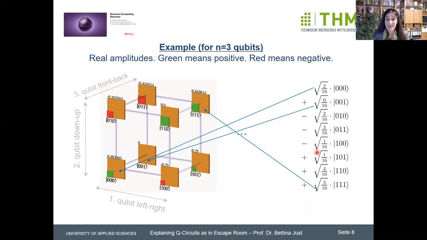And this one, the amplitude is negative. Negative means it will be red. There will be a red square and it will be of length square root of 1/16. So it will be of length 1/4. Here it is, tiny little square, side length 1/4, area 1/16.